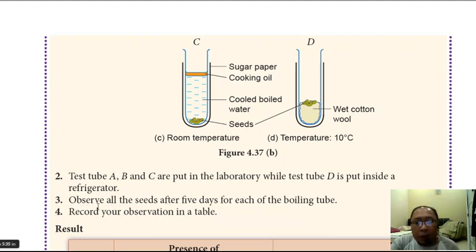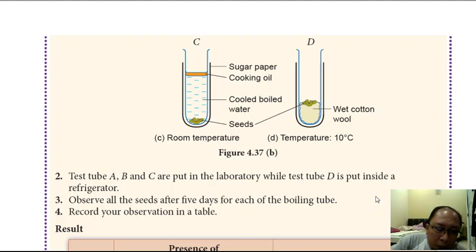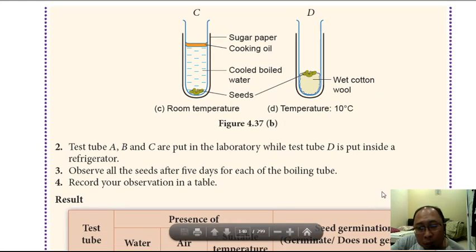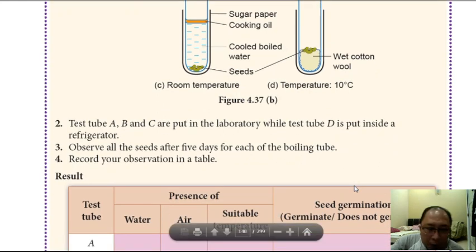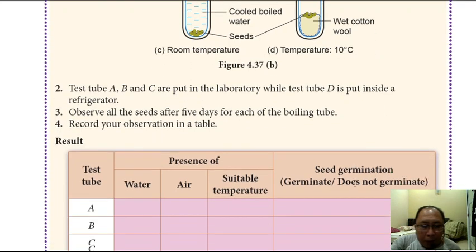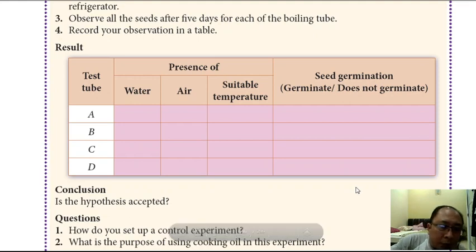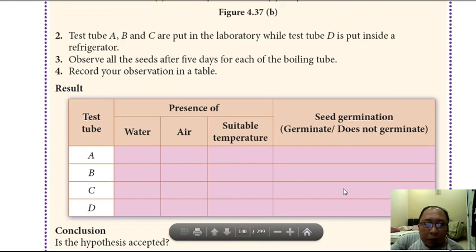For the seeds, we have to wait about 5 days, and after 5 days, we have to take observations of what exactly happened to the 4 boiling tubes that contain the seed. Which boiling tube contains seed that will germinate depends on the factors that we have discussed before. So which test tube do you think will have seed that germinates? You have to discuss this one.